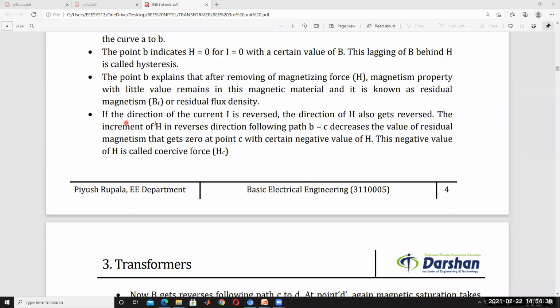If the direction of the current I is reversed, the direction of H is also reversed.